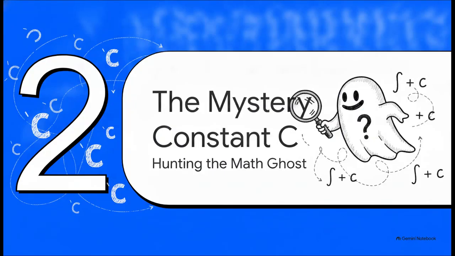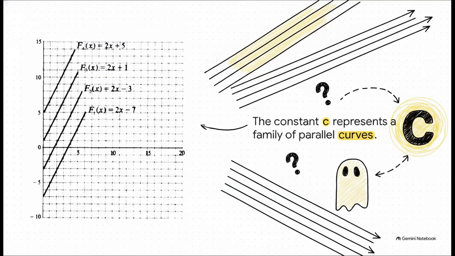Section 2. The mystery constant C. Hunting the mathematical ghost. All right, so we have to talk about the absolute biggest stumbling block for beginners. Why in the world do we always have to add this mystery letter C to the end of our answers? Well, think about it. Because any constant, like just a plain old number 5 or -7, disappears completely when we take a derivative. Integrating leaves us with this sort of mathematical ghost. We know a constant might have been there originally, but its value was totally wiped out when the derivative was taken. So when we integrate, we add C to represent an infinite family of parallel curves.